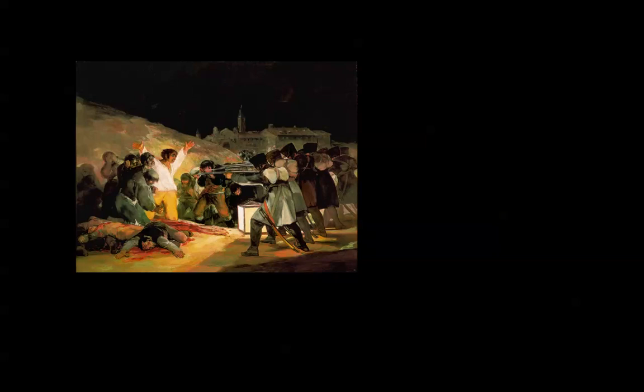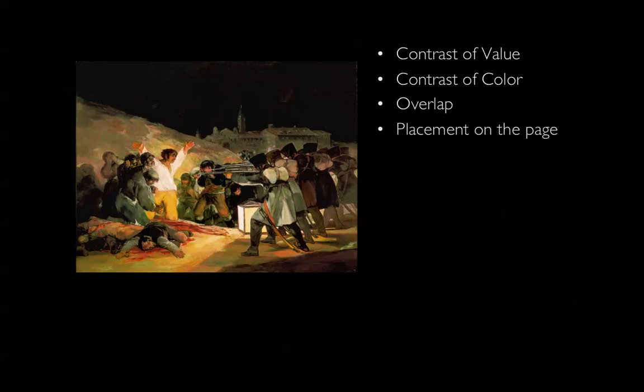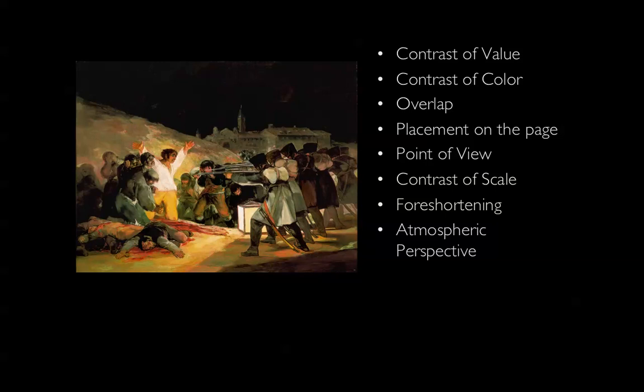Here again, pause to see which of these terms you're able to apply. There's definitely strong contrast of value and color. So we've got the highlights in the front and the dark values in the back. Also more saturated color in the front and desaturated color in the back. Placement on the page, we have figures that are lowered in the image, so they feel like they're closer to us.